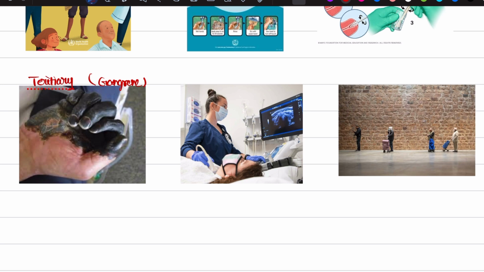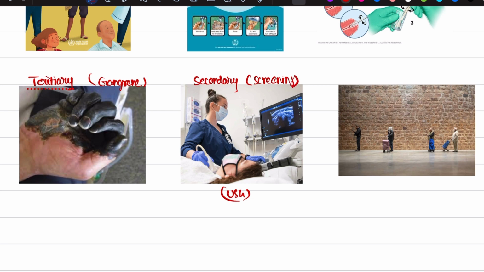And the next image is a lady doing an ultrasound for thyroid, okay. Ultrasound is a screening test for the thyroid that she is doing. So it comes under what level of prevention? Secondary. So it is a screening test.